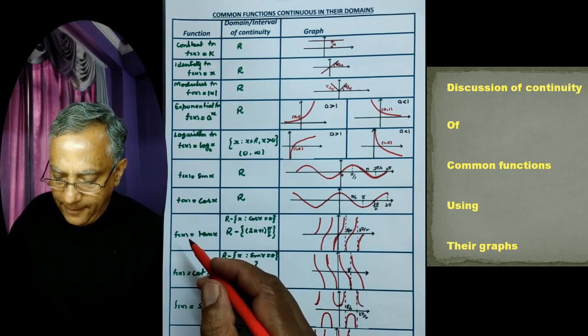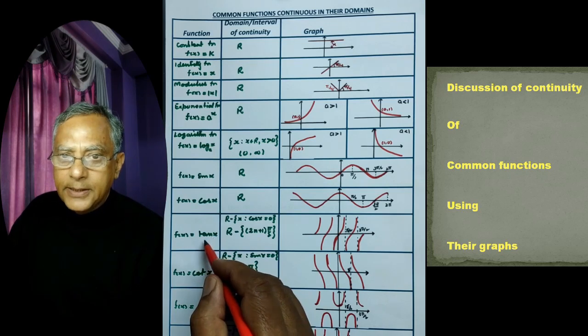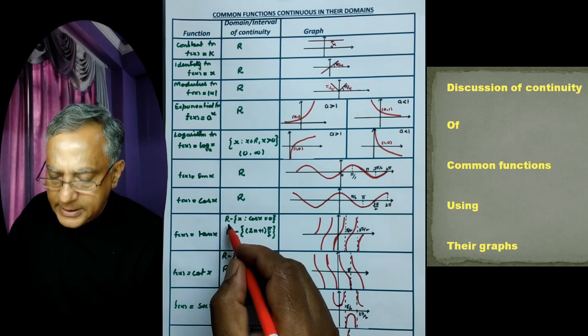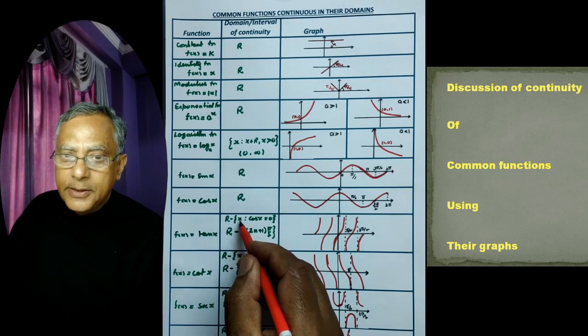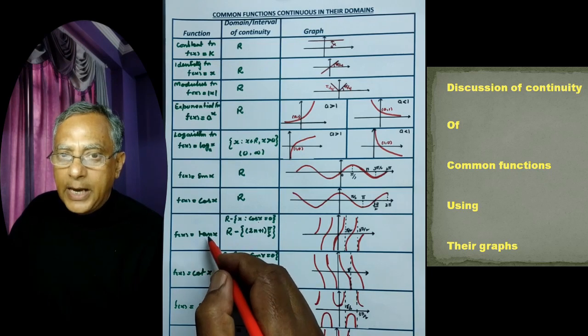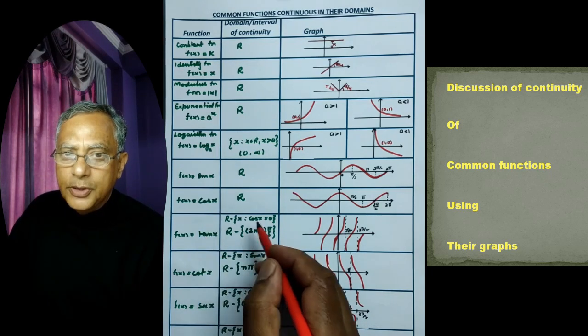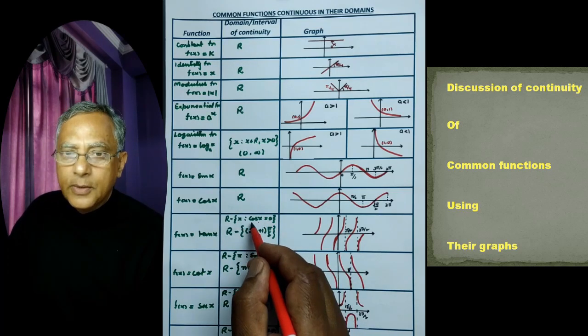Next is f(x) equal to tangent x, and the domain of this function is all real numbers except the points where cos x is 0. Tangent x is sin x over cos x, so the denominator should not be equal to 0. So we will have to leave those points where cos x is 0.